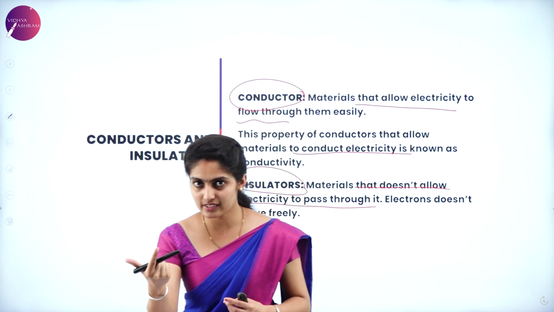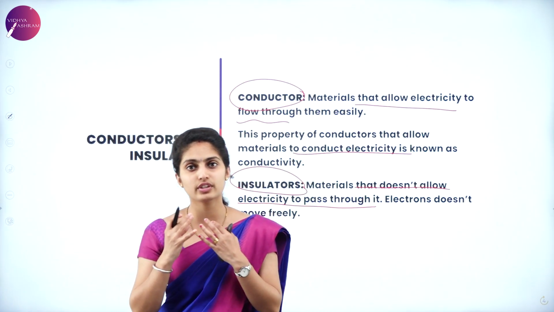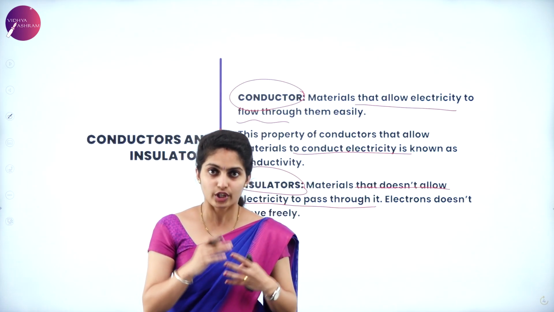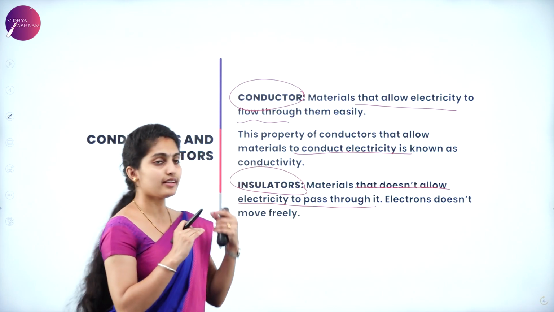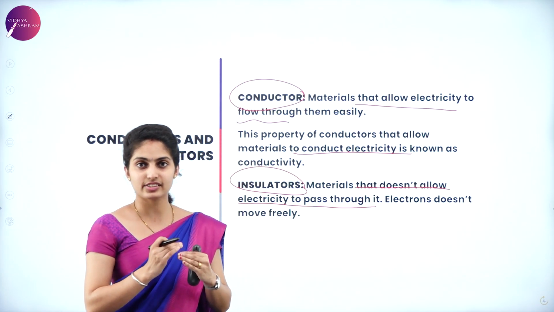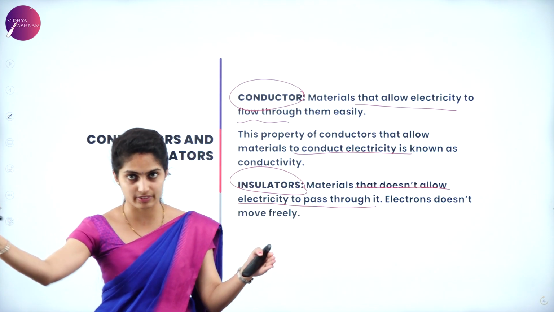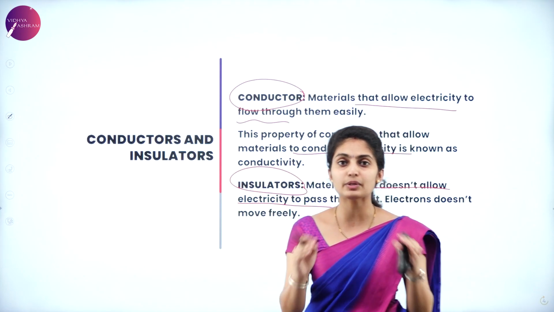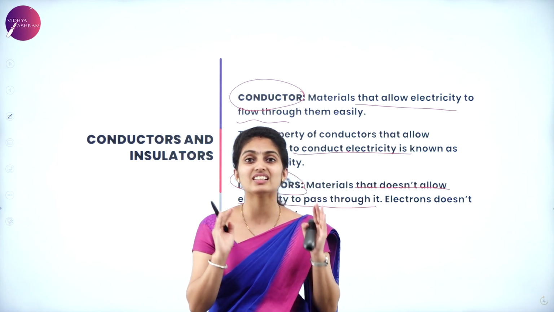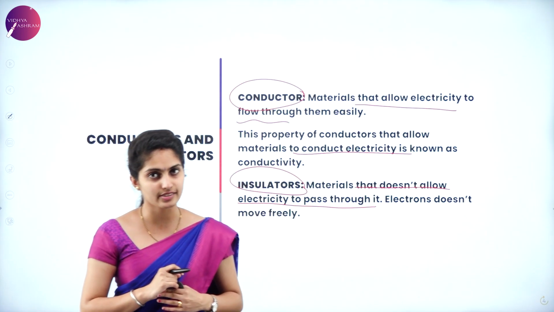Later, this property of a conductor which allows the material to conduct electricity is known as conductivity. Conductors means the material which allows the electricity to pass through it. So what is this conductivity? You can say this material possesses a certain level of conductivity. The level of conductivity which a certain material possesses is known as conductivity. Clear? So that is all about your conductors and insulators.